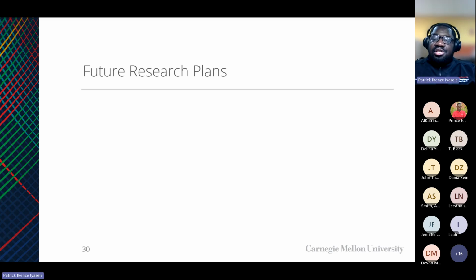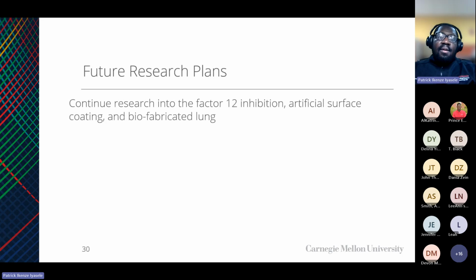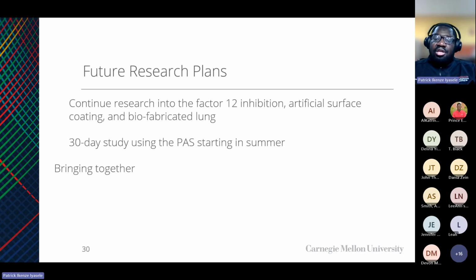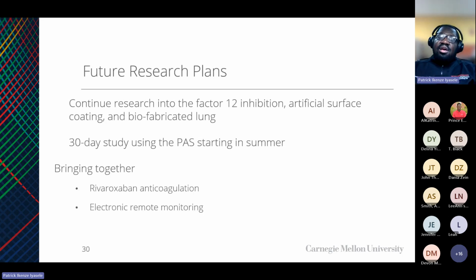We plan on continuing research into the factor 12 inhibition and biofabricated lung, but the next major experiment planned is a study in which we will attach the pulmonary assist system to a sheep for 30 days. It is planned to start next summer and will bring together the use of rivaroxaban, an electronic remote monitoring system, and a heart patch cannulation strategy. We are working with other labs here at CMU and also a team at Vanderbilt University to try to bring together all these different technologies into one system, which we will then attach to the sheep for 30 days.